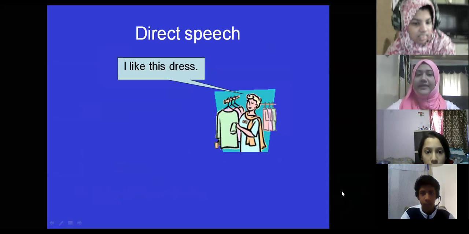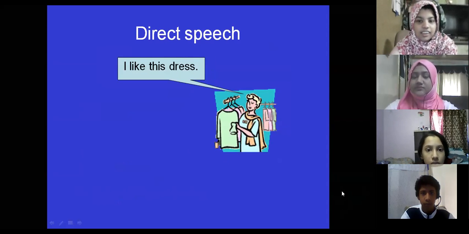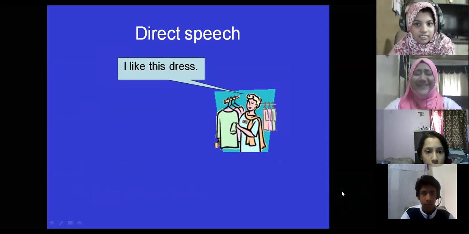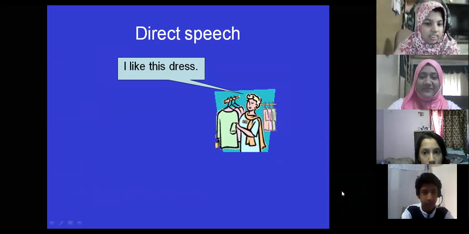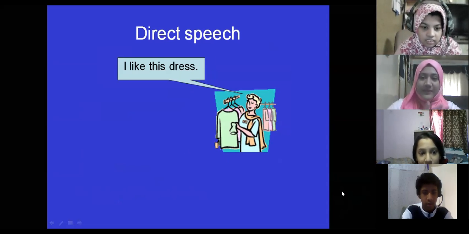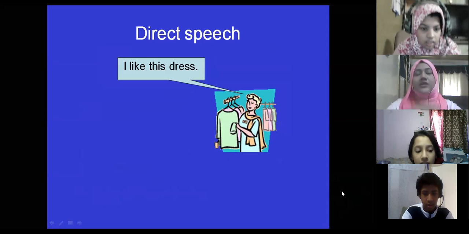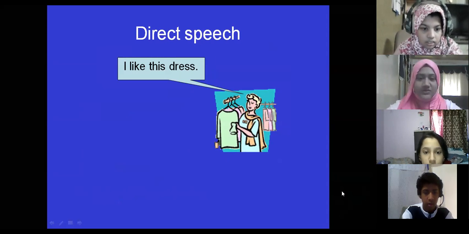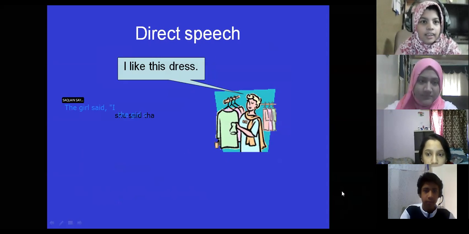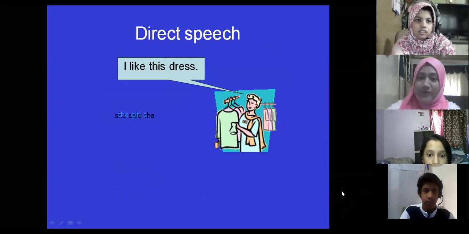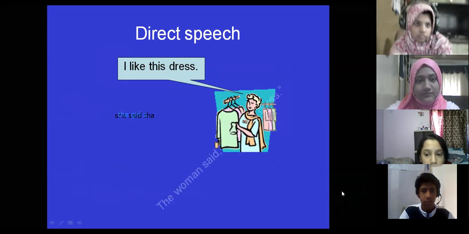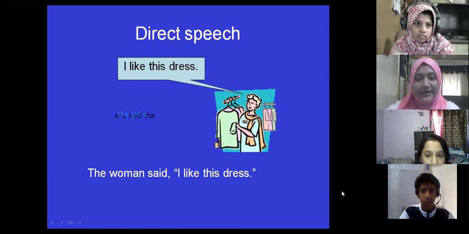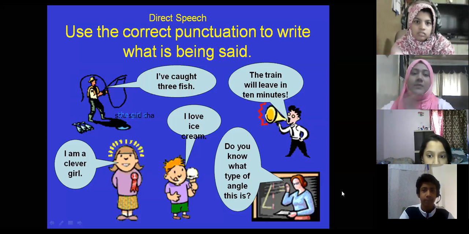Okay, I like this dress. The girl said, I like this dress. The woman said, I like this dress. I like this dress, said the woman. The salutation doesn't come. The woman said, I like this dress, is correct. How about we use this?